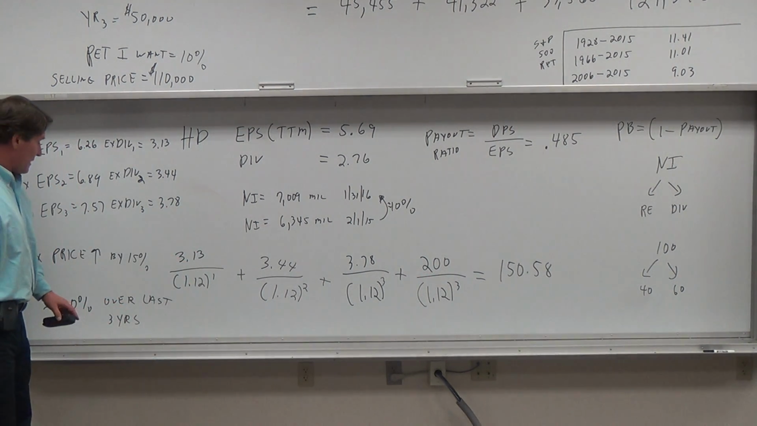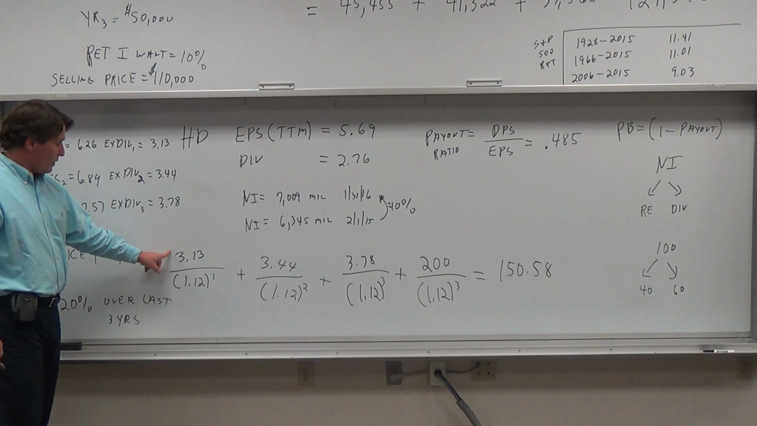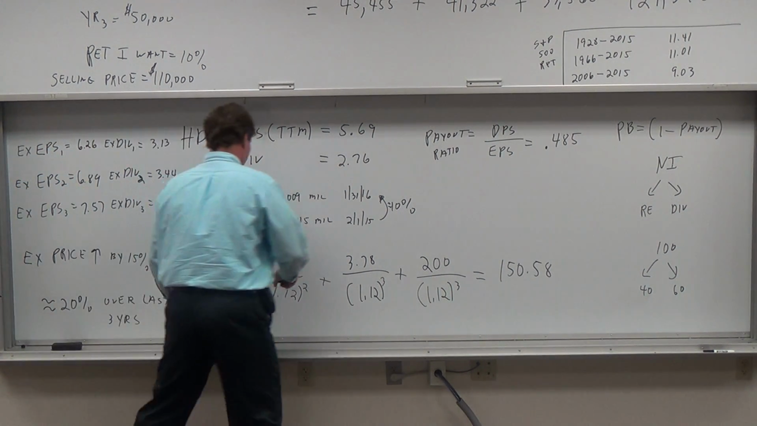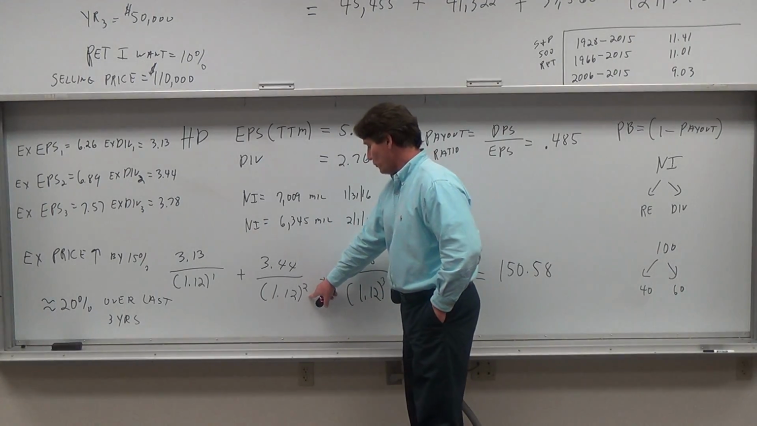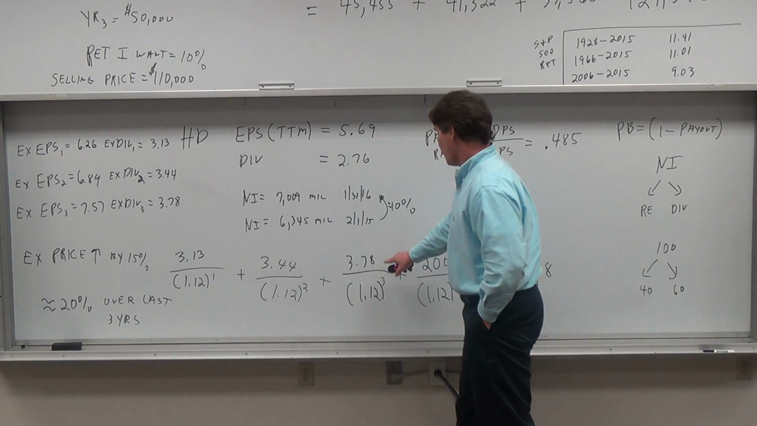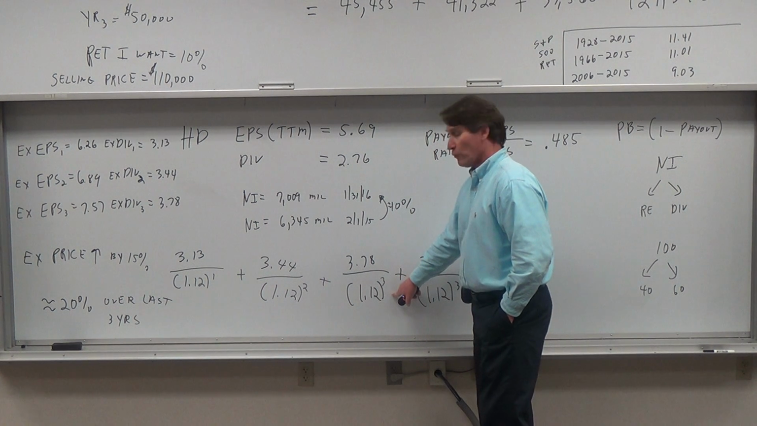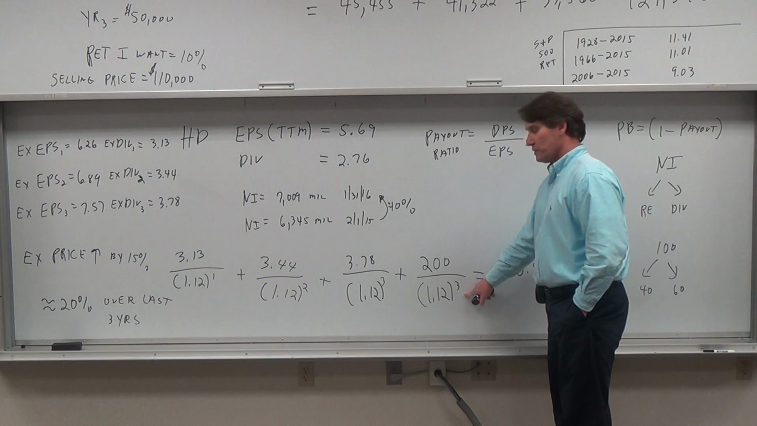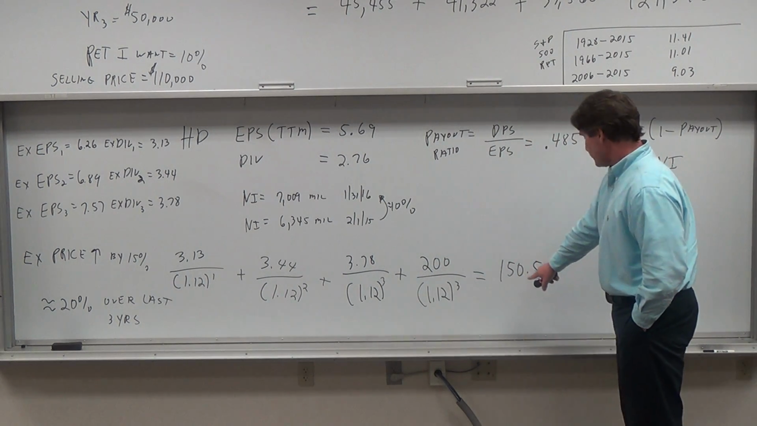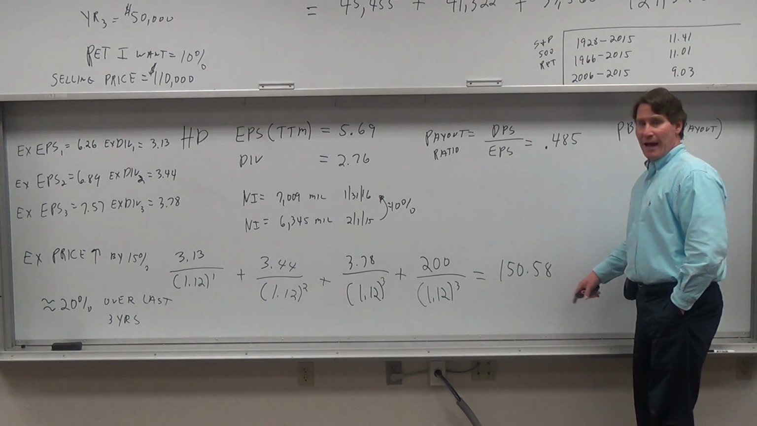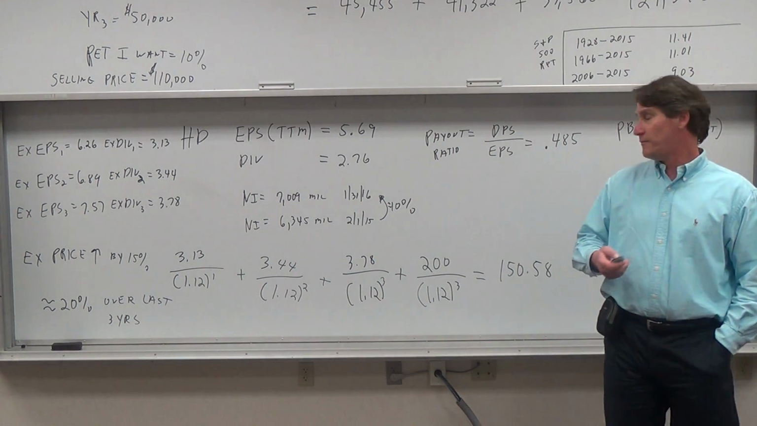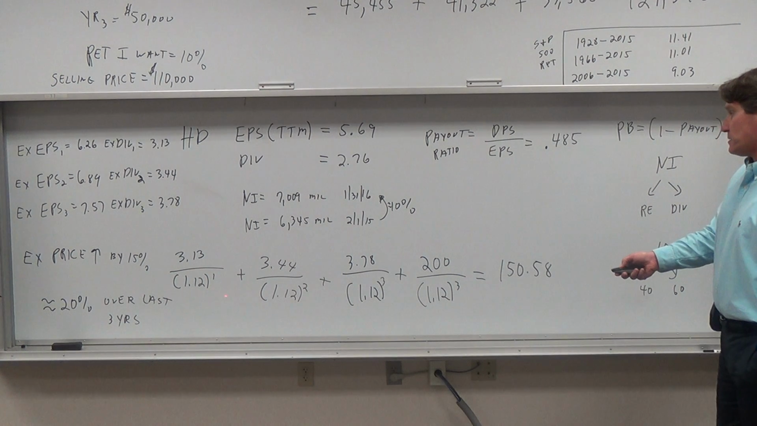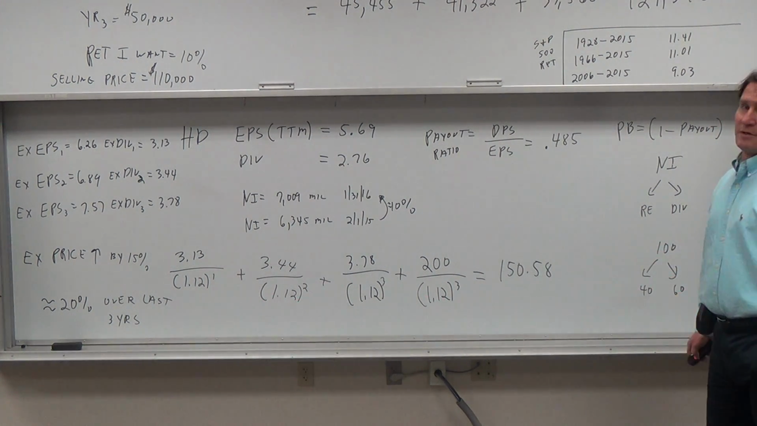So now I discount back my cash flows. 3.13 divided by 1.12 to the first. 3.44 divided by 1.12 to the second. 3.78 divided by 1.12 to the third. And 200 divided by 1.12 to the third. I get a price of 150.58. I think Home Depot stock is worth 150.58 based upon my expectations, based upon what I want on a return on investment of like risk.